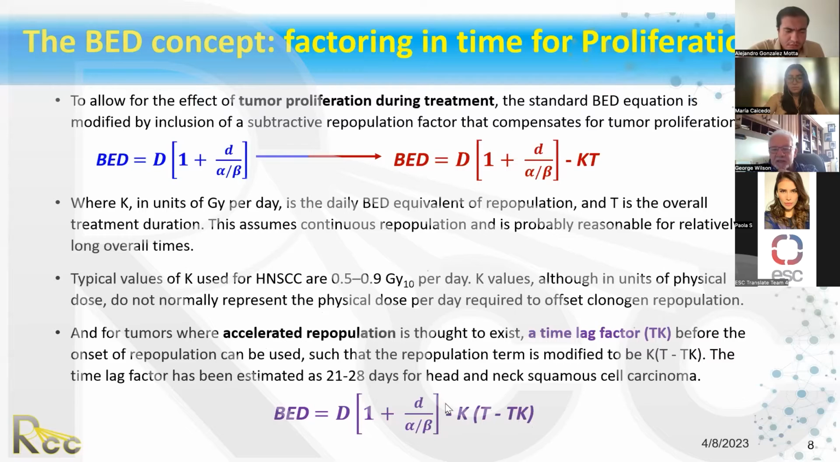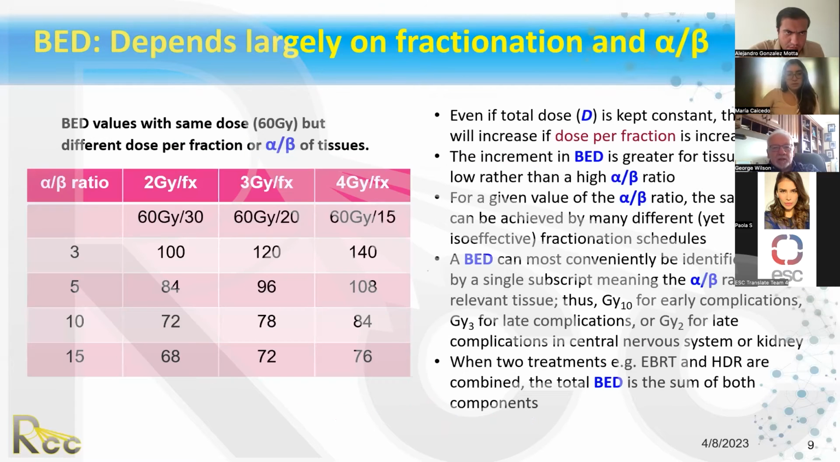And so again, in both of these examples, because of proliferation, repopulation, you're losing dose per day. And so the biologically effective dose isn't as effective as it would be for, say, a late responding normal tissue. So again, these are just various nuances of the BED concept to allow for proliferation. So BED really depends on dose, dose per fraction, and the alpha beta ratio.